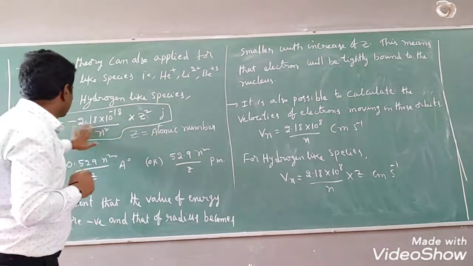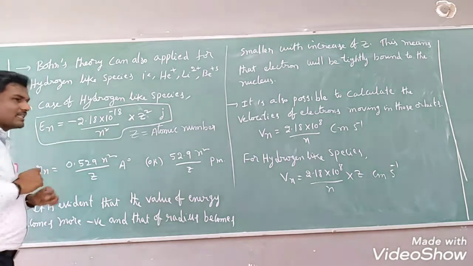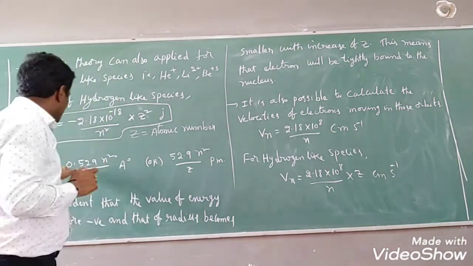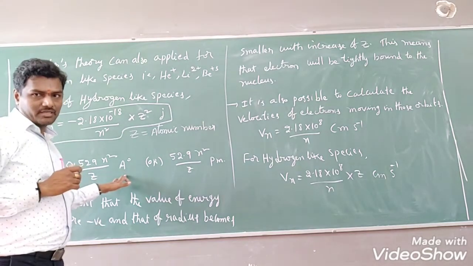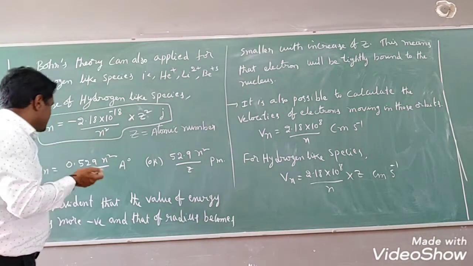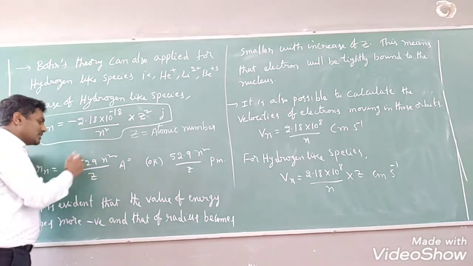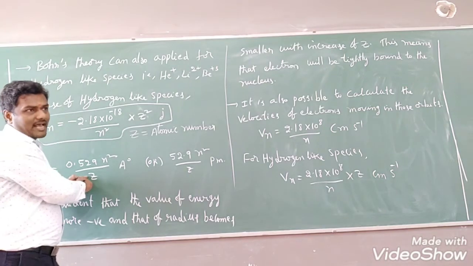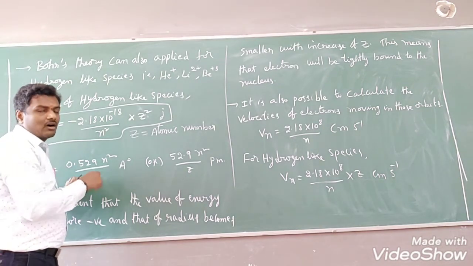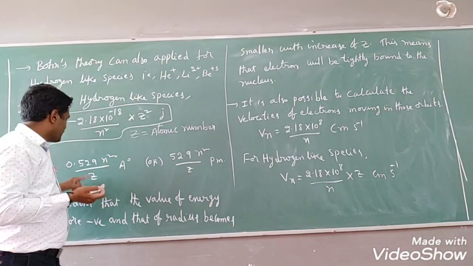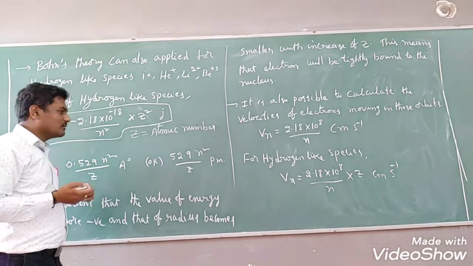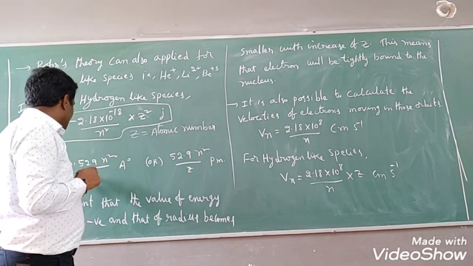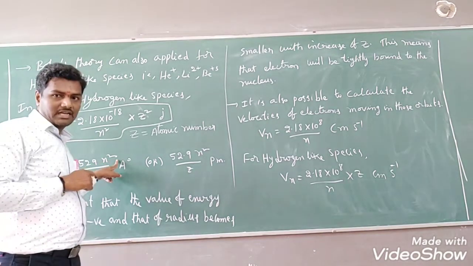Okay, now students, this is the energy term we have. And the radius of the nth orbit, what we have taken for the hydrogen atom is 0.529 n square angstrom. In the case of hydrogen-like species, he changed this whole term by dividing with Z. Why did we not consider it for the hydrogen atom? Because the atomic number of hydrogen is 1. If you divide the whole term with 1 also, you get the same value. So that's why he did not change it.